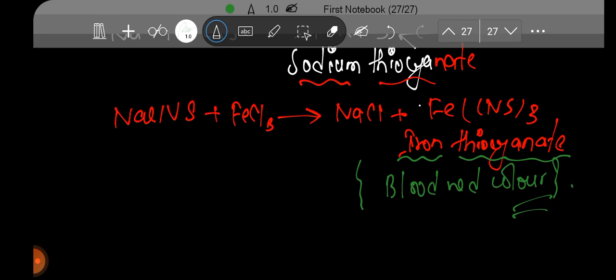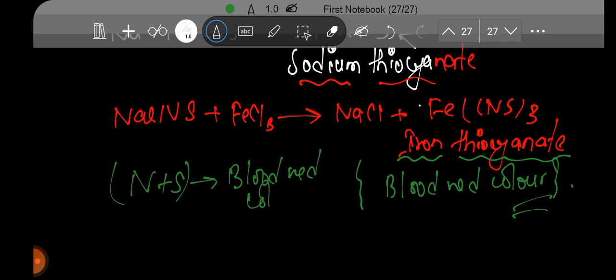I want you to remember: if nitrogen alone is present, there is Prussian blue. If sulfur is present, we use the lead acetate and sodium nitroprusside tests. Lead acetate gives a black precipitate. The sodium nitroprusside test gives violet, and the nitrogen plus sulfur combination gives a blood red color.